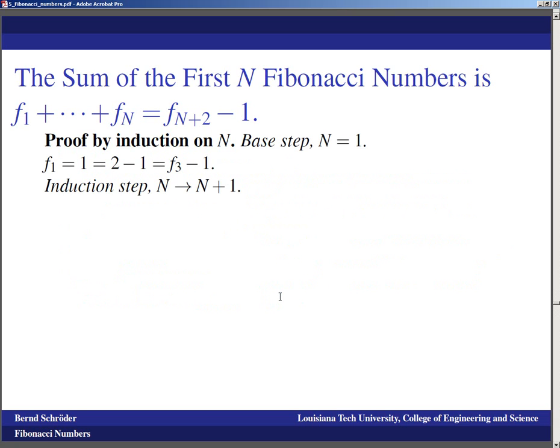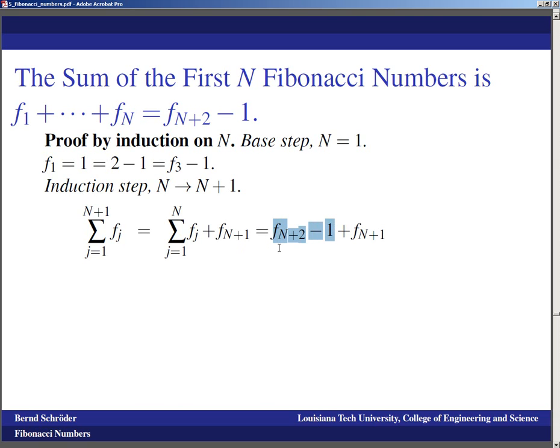The induction step, well, that's always where things get a little bit hairier, but what do I have? I have the sum of the first n plus 1 Fibonacci numbers. What do you do in an induction proof where you have a sum? Well, you split off the last term. So this is the sum j equals 1 to n of f_j plus f_{n+1}. Then you use the induction hypothesis, and you know that this sum is the sum of the first n Fibonacci numbers, which is f_{n+2} minus 1.